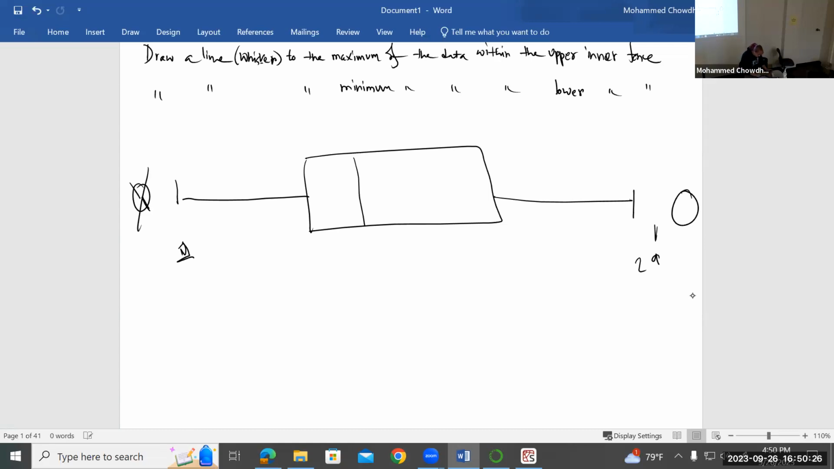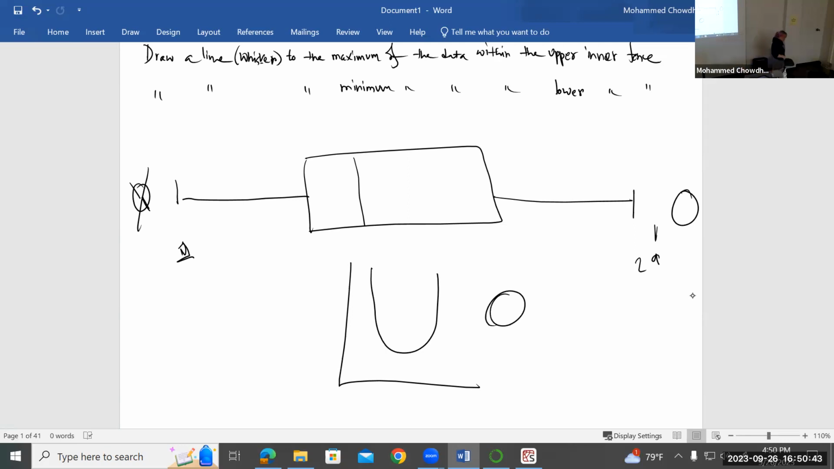Kind of think of it like a bar or just a normal graph. And if the graph is here, we don't care if there's a data point out here. Does that make sense? Okay.